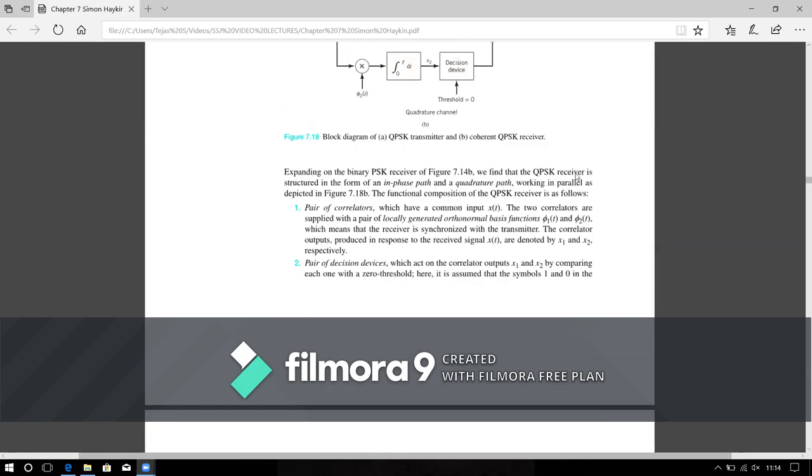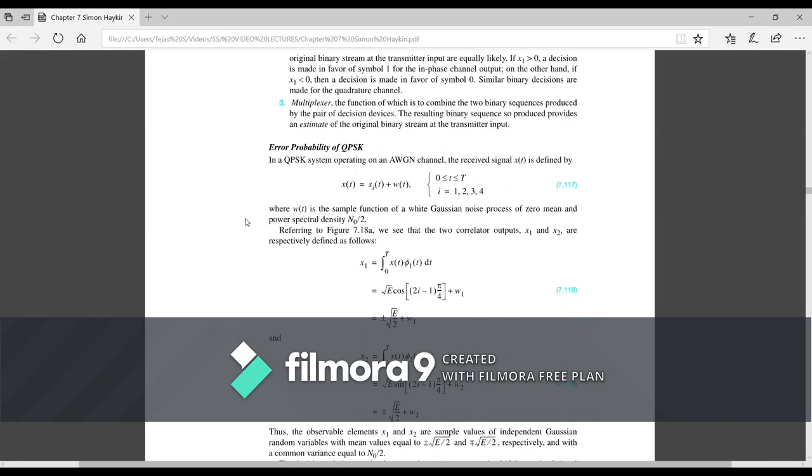There was some problem with the internet, I'm very sorry. So let me go to the probability of error of a QPSK system. Now here x1 of t is equal to x of t into phi1 of t. So what is x of t here? It is s1 of t plus w of t. So that is given by plus or minus root of E by 2 plus w1.